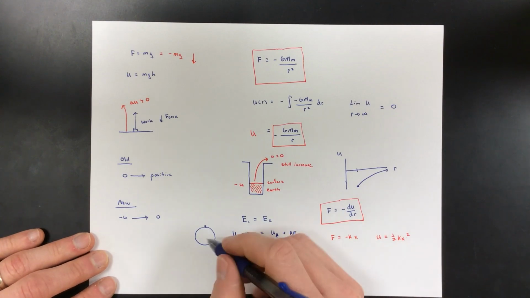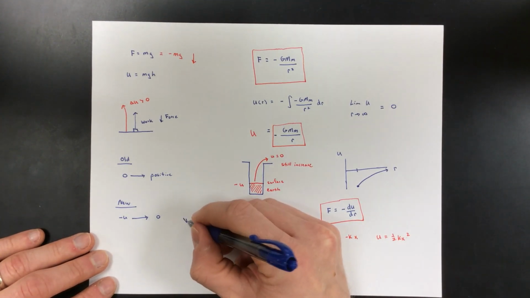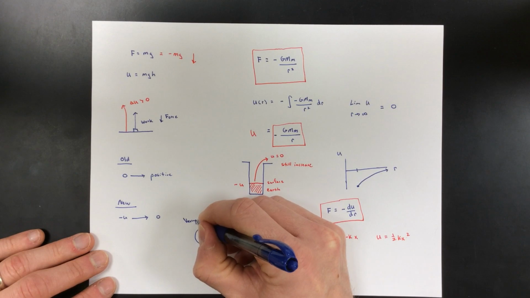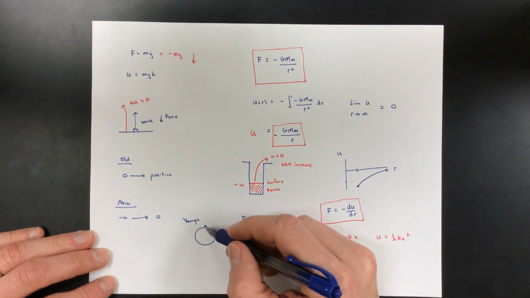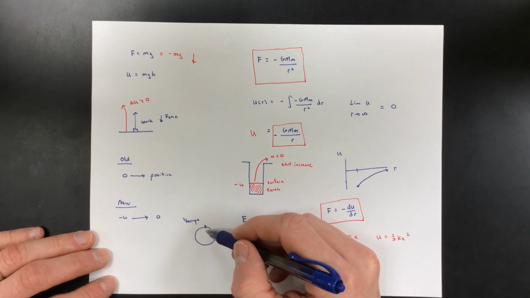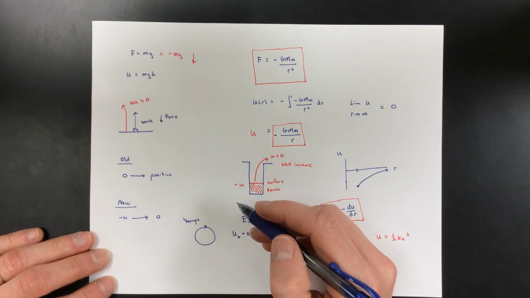I want to find the minimum speed. The goal here is to find the escape velocity. The escape velocity is the minimum speed I have to launch something with, or like I'm going to chuck a basketball. How hard do I have to throw it in order to escape the gravitational field?